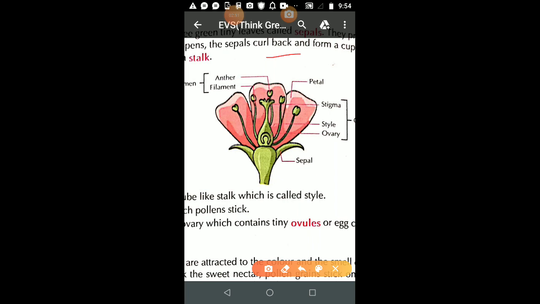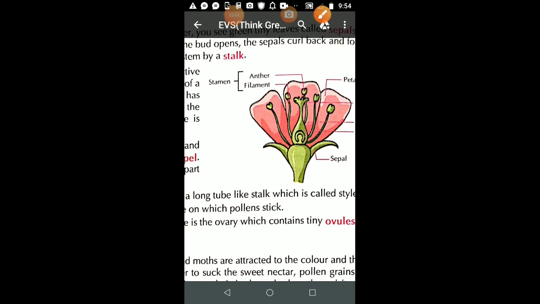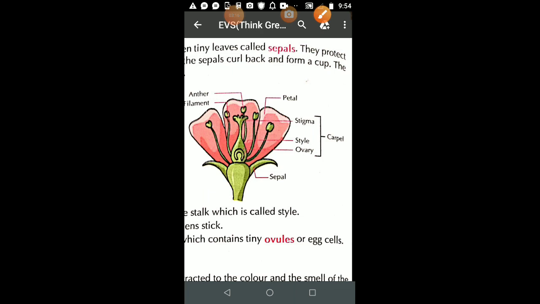So carpel is the female reproductive part, and stamen is the male reproductive part. Stamen is a male reproductive part, and this carpel is the female reproductive part of the plant.